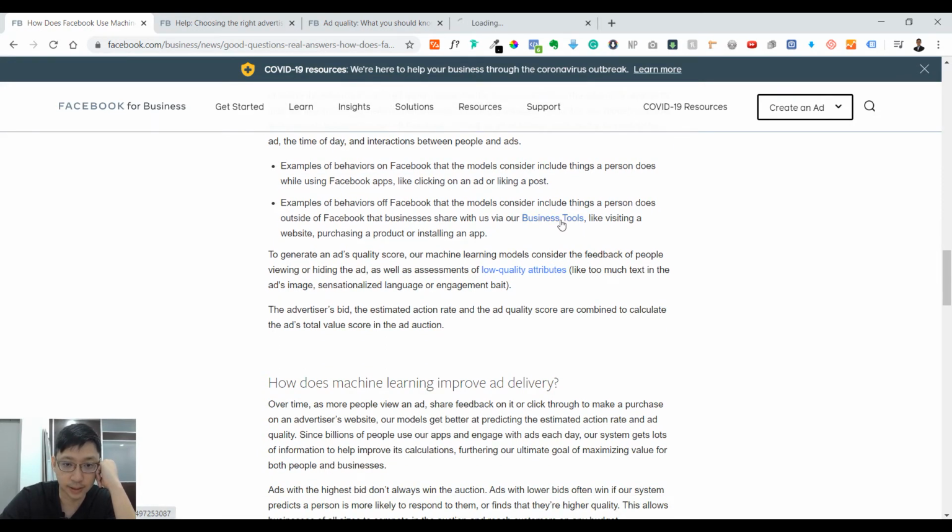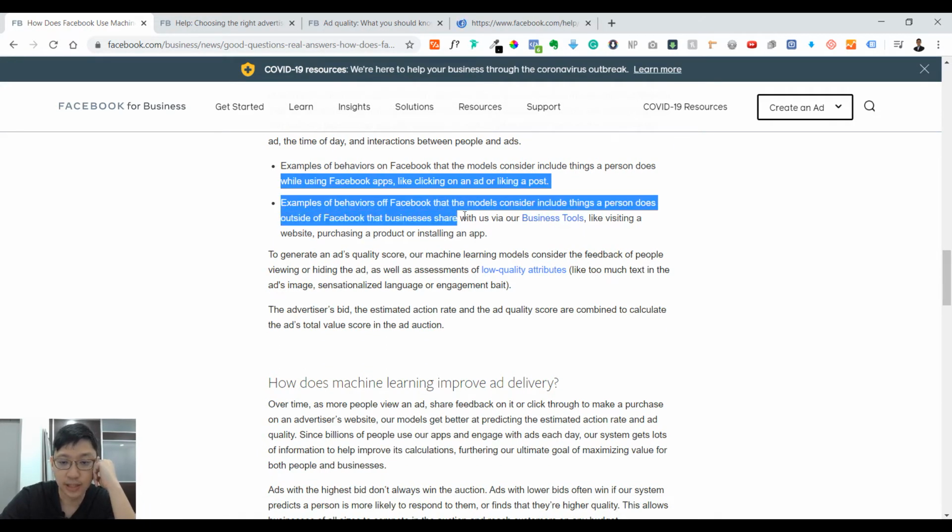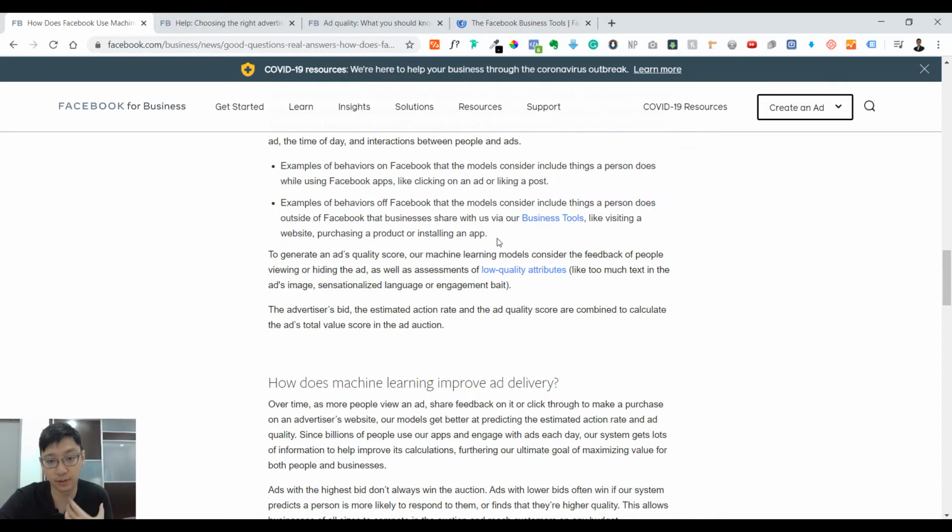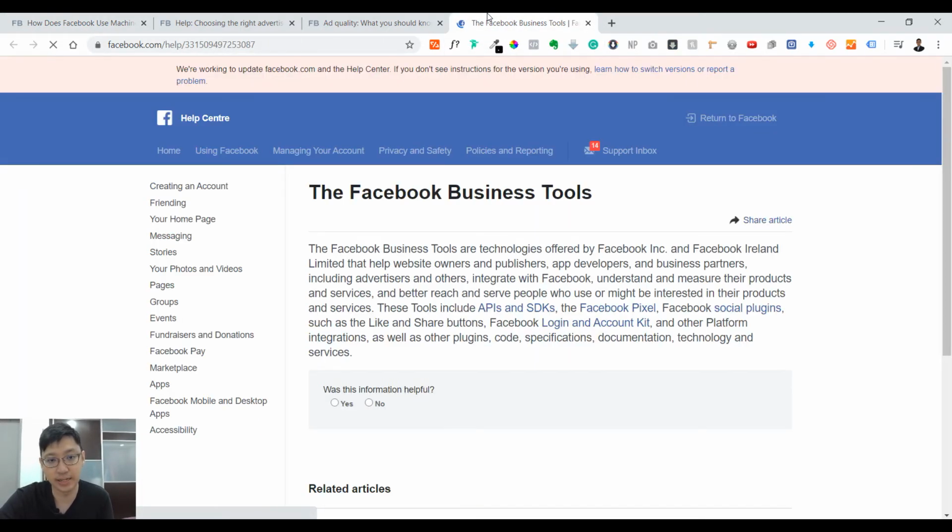So another one is information shared with us via business tools. This is usually shared by the entrepreneur or the business owner themselves. It's usually done by API, or if they have lead information they can send over, Facebook pixels, etc. SDK is mostly for mobile apps. API is a software thing. I'm not very familiar with it as well. It's programming stuff. And then Facebook pixel.